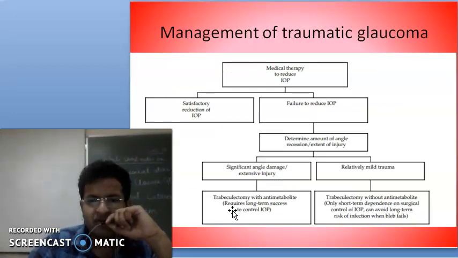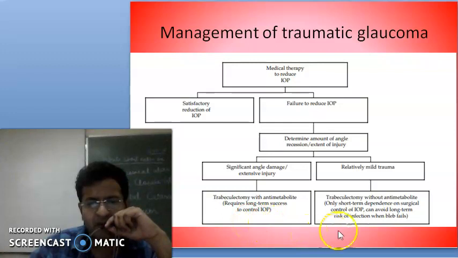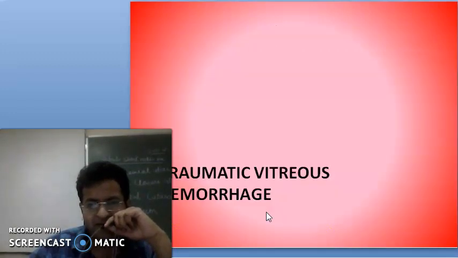How do we manage traumatic glaucoma? We use medical therapy to reduce the IOP. If there is satisfactory reduction of the IOP, we continue with the medical therapy. If there is a failure to reduce IOP, we determine the amount of angle recession or extent of the injury. If there is significant damage or extensive injury, we do the trab with anti-metabolite. If there is relatively mild trauma, we use the trab without anti-metabolite, and we normally control the IOP, and this can avoid the long-term risk of infection when the bleb fails.